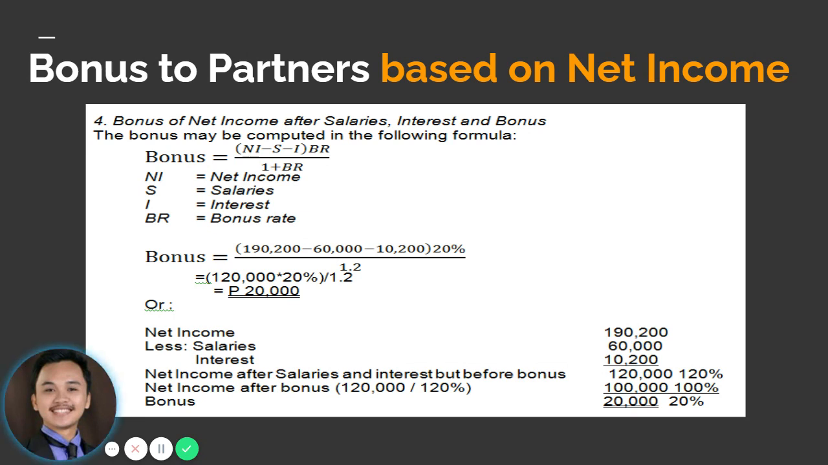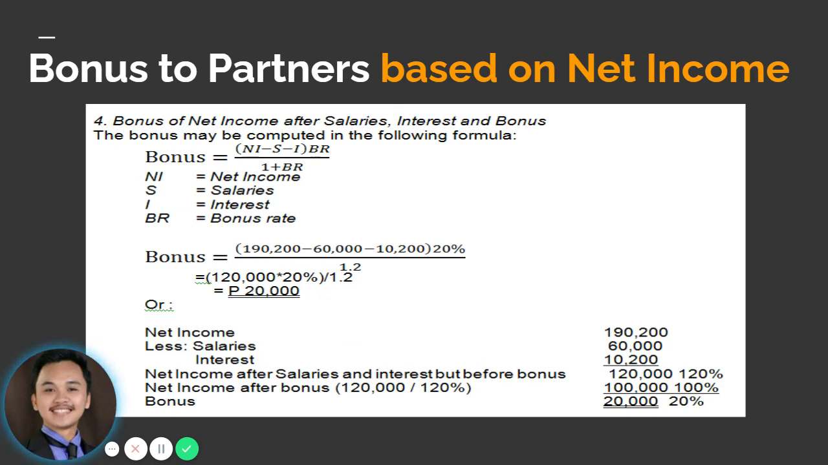And lastly, the most complicated among the four, which is bonus of net income after salaries, interest, and bonus. So bonus is equal to net income after salaries, interest, and bonus. The bonus may be computed using the following formula. Bonus is equal to net income minus salary minus interest times bonus rate over 1 plus bonus rate. So from that illustration, you have 190,200 minus 60,000 minus 10,200 times 20% divided by 1.20.